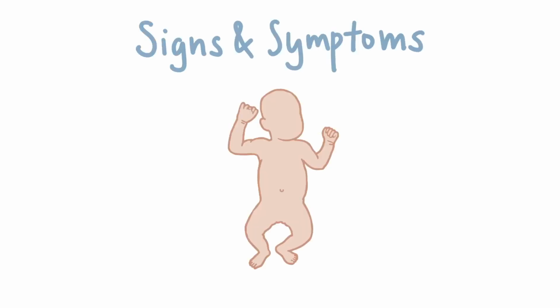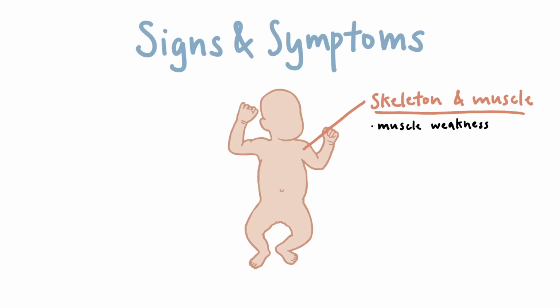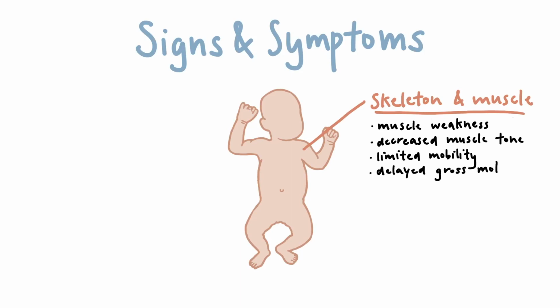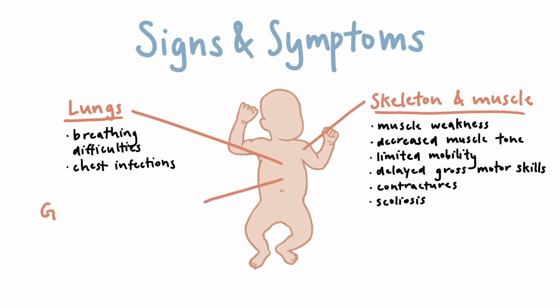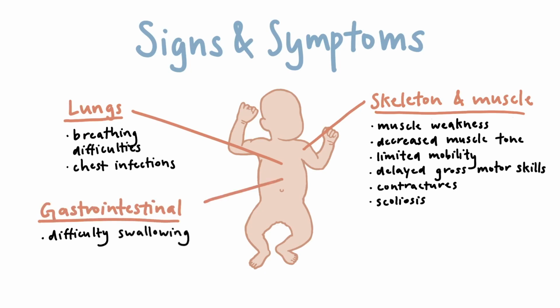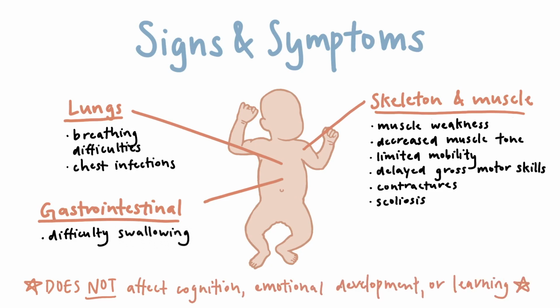This loss of muscle leads to many signs and symptoms of SMA. This includes muscle weakness and decreased muscle tone, limited mobility, delayed gross motor skills, such as crawling or walking, contractures, which lead to deformed and rigid joints, and scoliosis, which is curvature of the spine. Patients may also have difficulties breathing, chest infections, or difficulty swallowing. It is important to note that SMA does not affect cognition, emotional development, or learning ability.